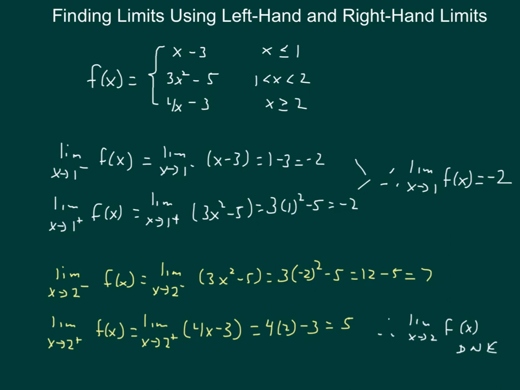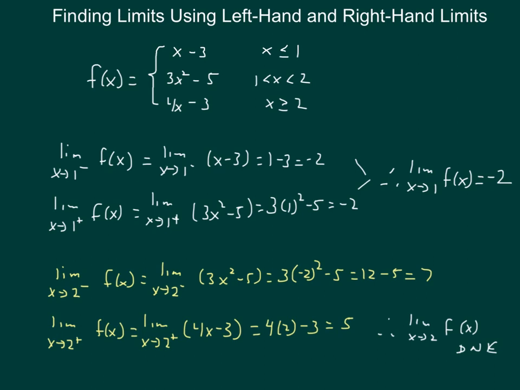The final thing we have in this video is finding limits using the left hand and right hand limits. So in this case, you've dealt with this with graphs, we're going to be looking at it now as a piecewise function. So I have a piecewise function, f of x, in 3 pieces. It's x minus 3 when x is less than or equal to 1. It's equal to 3x squared minus 5 when x is between 1 and 2. And it's 4x minus 3 when x is greater than or equal to 2. Now, what we have on this one in terms of limits, we're really finding a limit on this one.